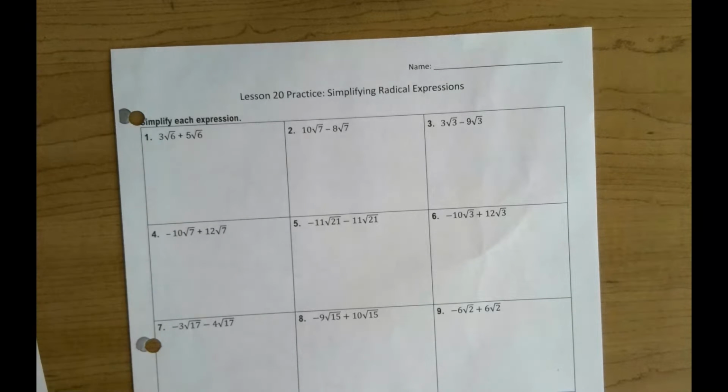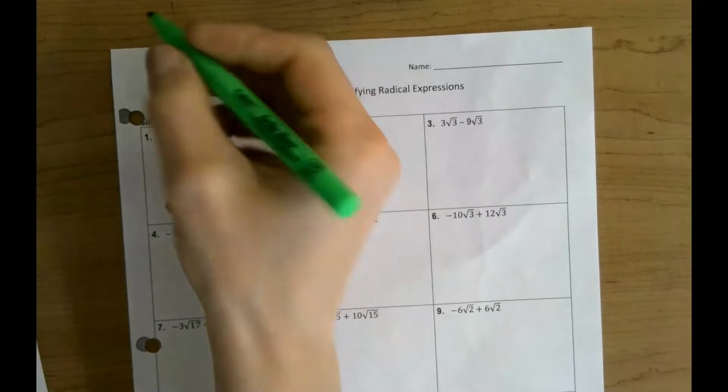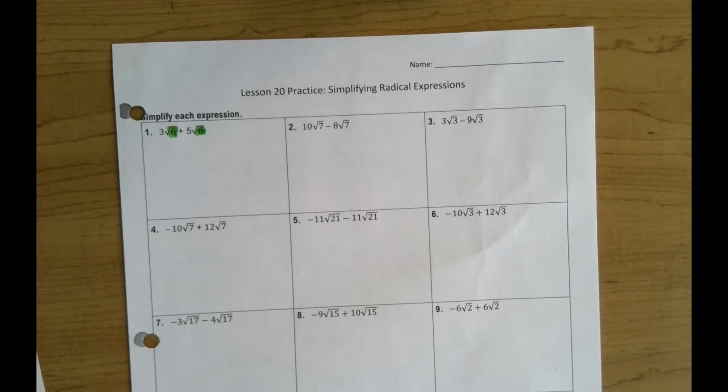So the radicand is the number under the radical symbol. So like square root of 6, 6 is the radicand. So it's almost like a variable. Like if they both had 3x plus 5x, then we could combine them.